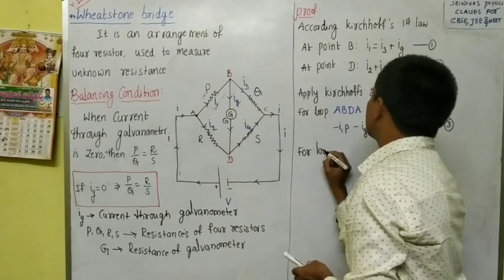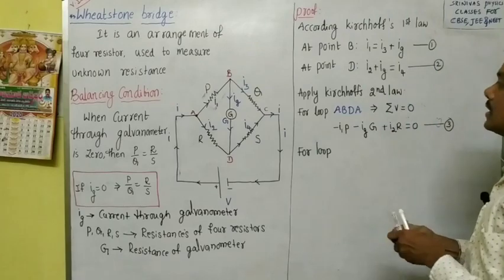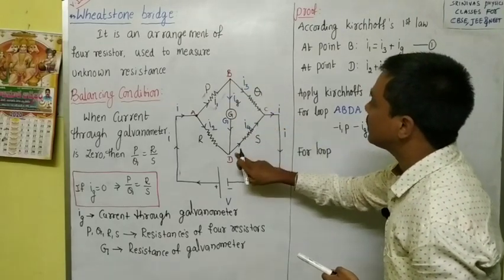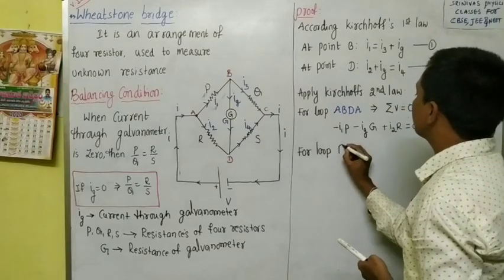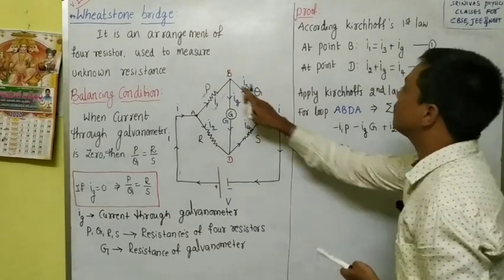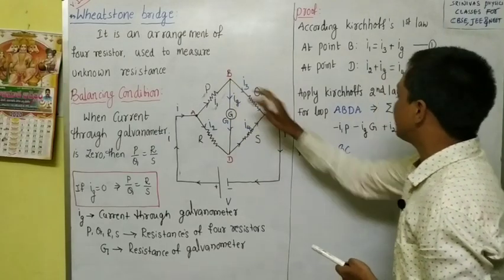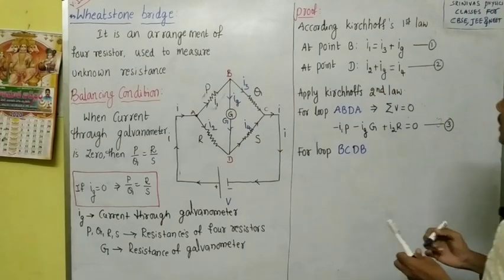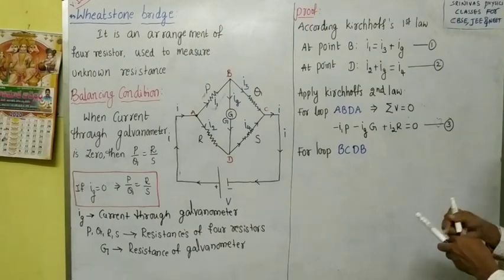For the loop, one more loop that I will select is this side loop, B, C, D, B. Yes, we can apply the same Kirchhoff's second law. Then what is our Kirchhoff's second law?